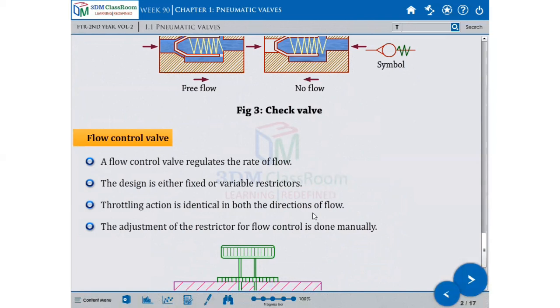Throttle action is identical in both directions of flow, and adjustment of the restrictor for flow control is done manually.